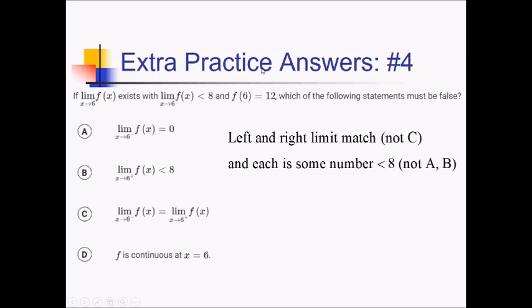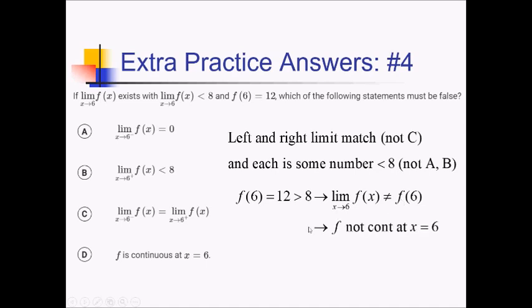If your f of 6 is 12, that's a number that's bigger than 8. That means that whatever the limit is as x approaches 6, because it has to be less than 8, it can't possibly equal 12. So that means that our limit and our function value have a mismatch, so we're guaranteed that our function is not continuous at x equals 6. So then choice D, because that is the only statement that has to be false.